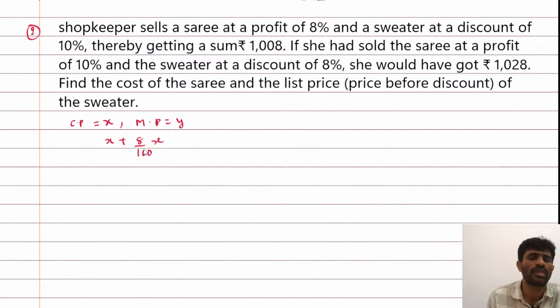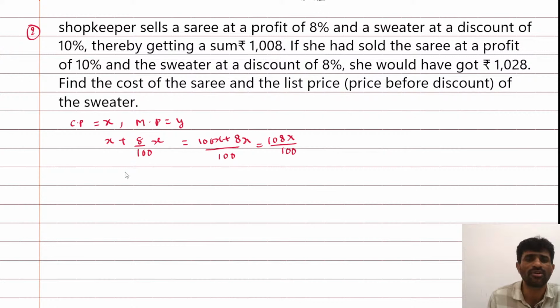This is one part. So here, total together, what it is? Total amount here: 100x plus 8x by 100, which is 108x by 100. This is about the first article only, that is about the Saree.